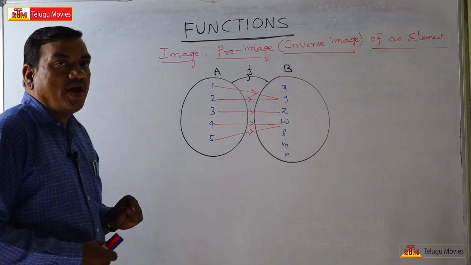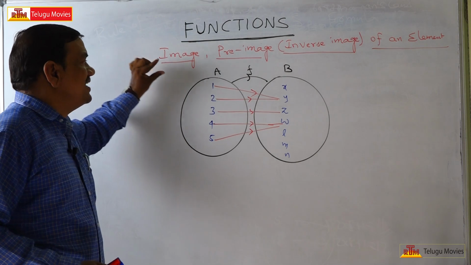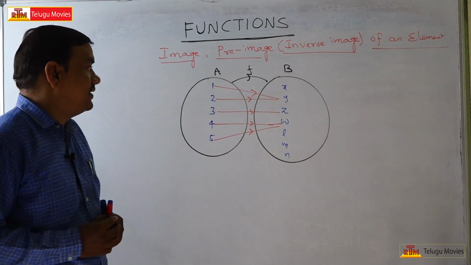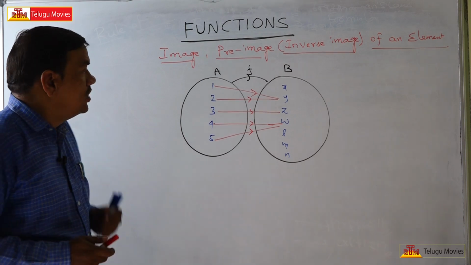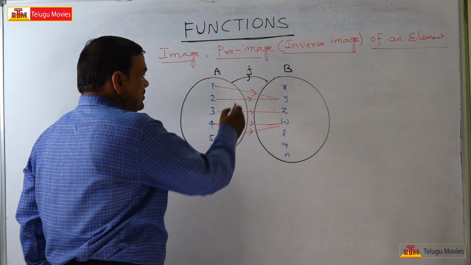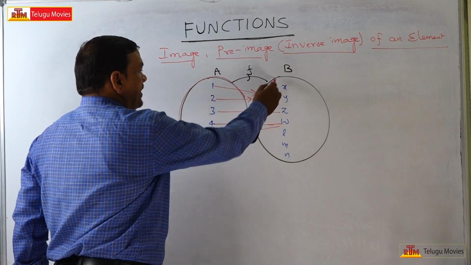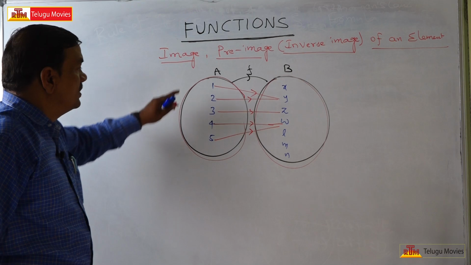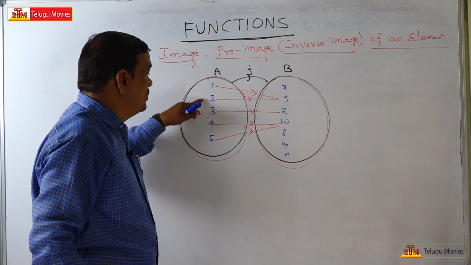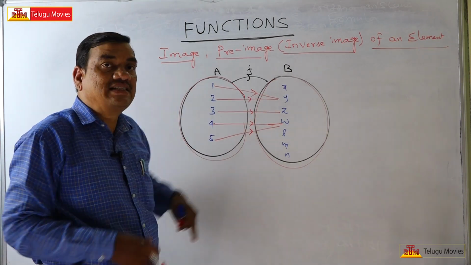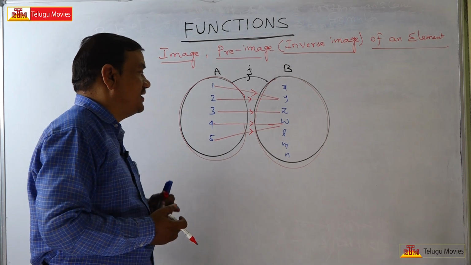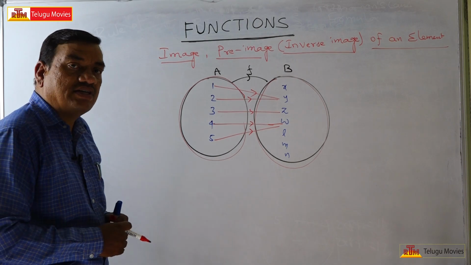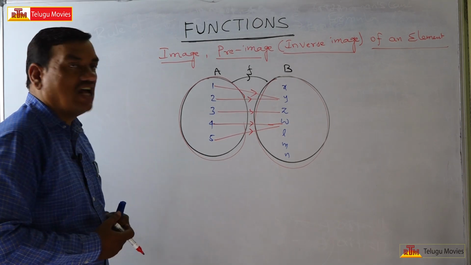Dear students, now we are going to discuss what is the image and the pre-image or inverse image of an element of a function. First I have already told that to make a function there should be two non-empty sets. The first set contains the elements 1, 2, 3, 4, 5. The second set contains the elements x, y, z, w, l, m, n. Clearly a function happens between A and B as per the definition.